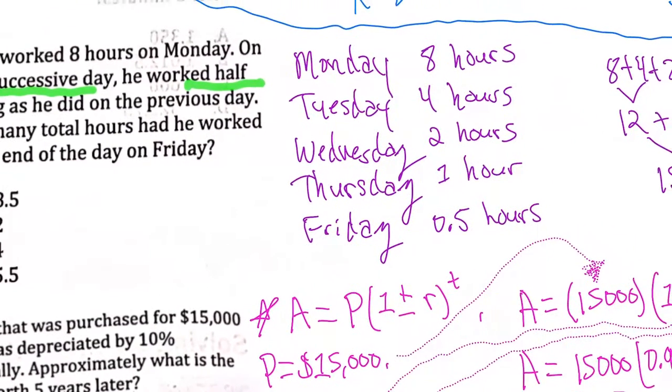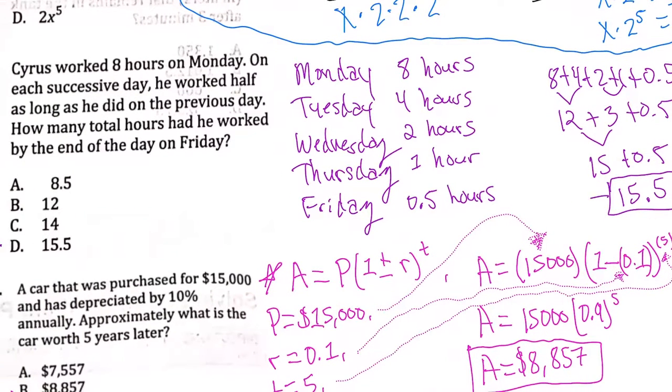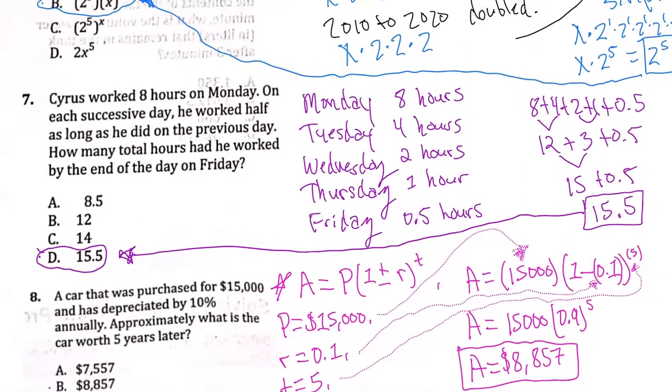So he wants to know the total. They want to know the total. So we just set it up: 8 plus 4 plus 2 plus 1 plus 0.5. So then that's 12 plus 3 plus 0.5. It's 15 plus 0.5. Here is the total hours he worked for that week. So then we have our final answer of, boom, 15.5, D. That is how you do that one.